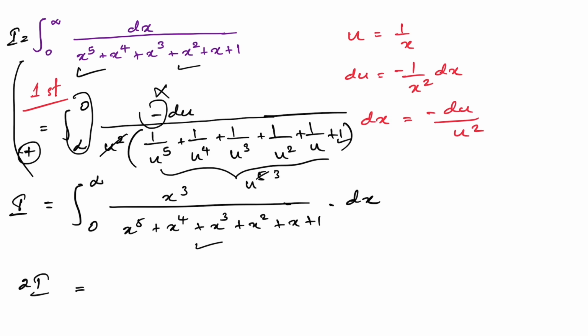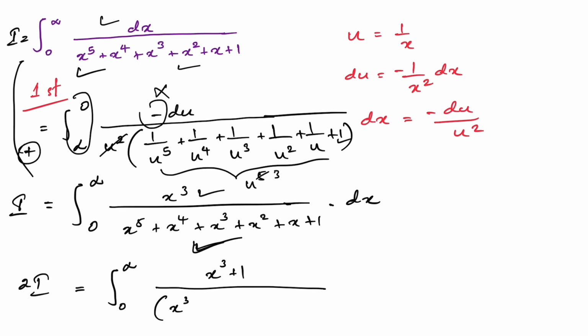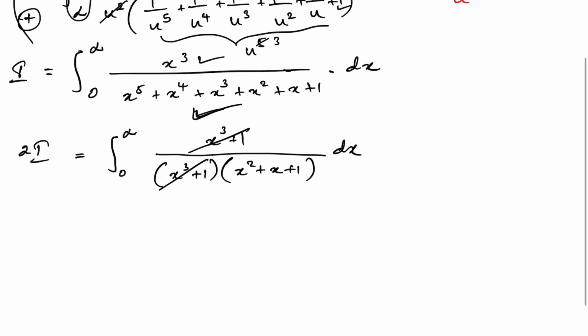If we take the common denominator, in the numerator we have x cube plus 1, and this denominator we can write as x cube plus 1 times x square plus x plus 1, dx. Now we know x cube plus 1 gets cancelled. Then we have 2 times I is equal to the integral from 0 to infinity, dx over x square plus x plus 1.